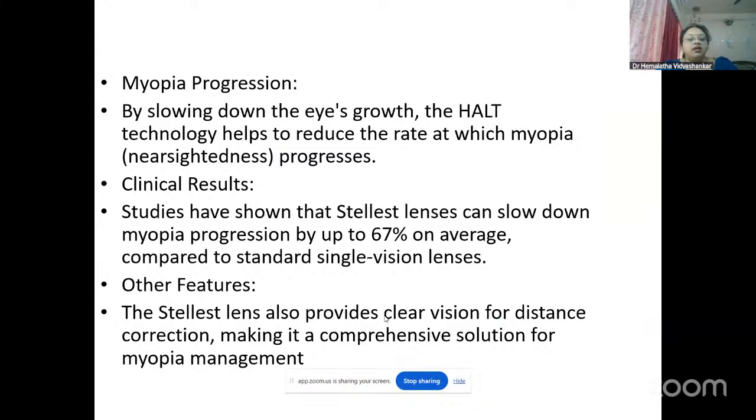Now, clinical results have shown that they reduce myopia progression by up to 67% compared to standard single vision lenses. And they provide clear vision for distance correction, making it a comprehensive solution for myopia management.